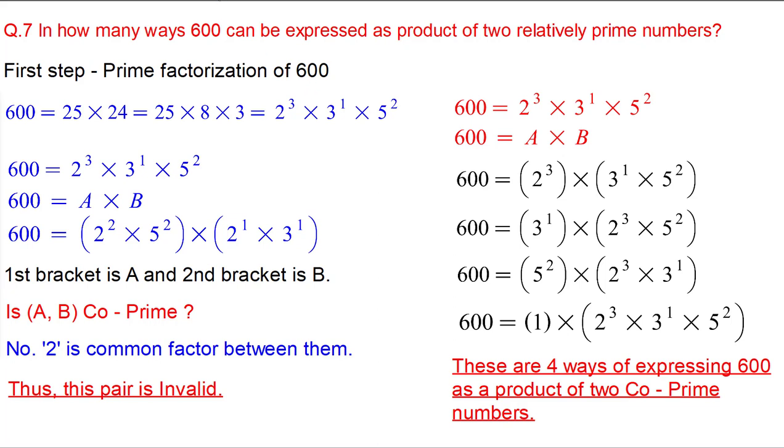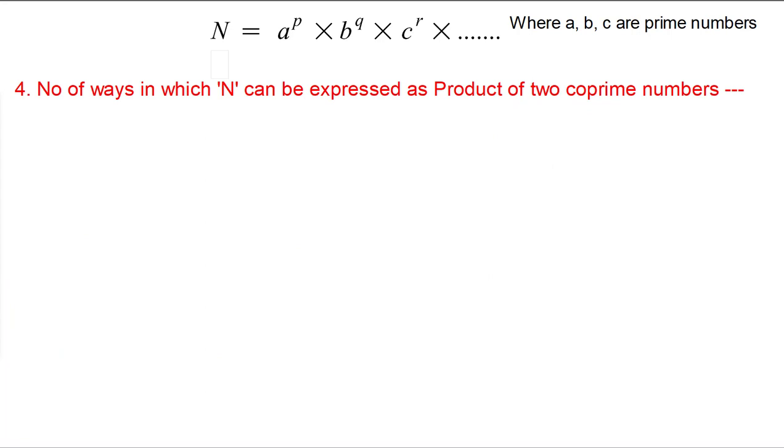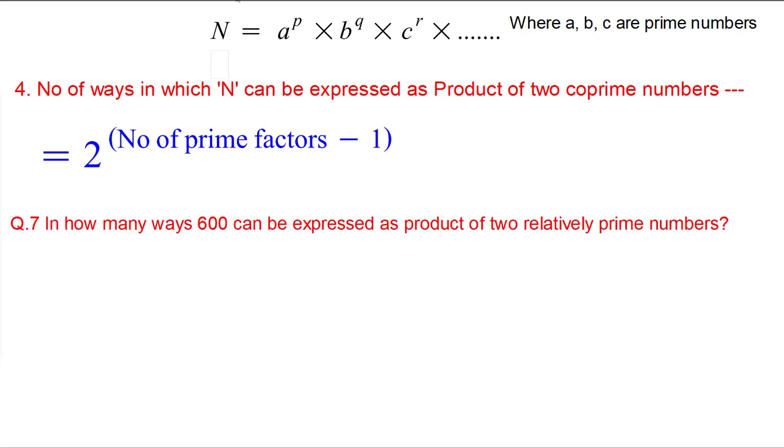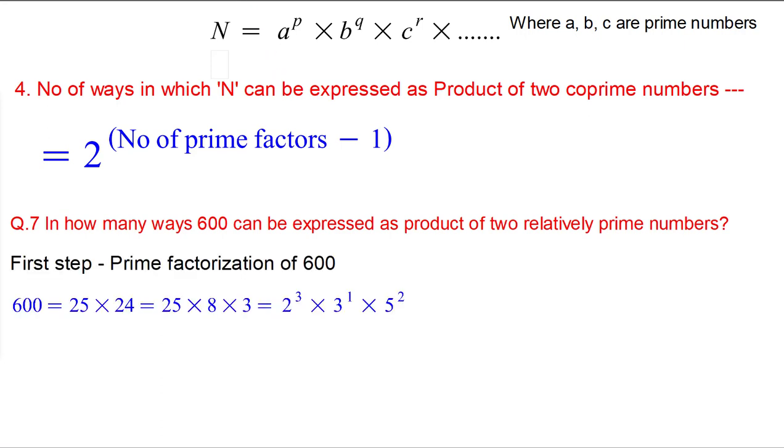Now let's have a look at the formula for this. The problem statement is the number of ways in which n can be expressed as a product of two coprime numbers. The formula is 2 to the power of the number of prime factors minus 1. For example, the question we saw earlier is in how many ways 600 can be expressed as a product of two coprime numbers. The prime factorization of 600 is 2 to the power 3 into 3 to the power 1 into 5 to the power 2.